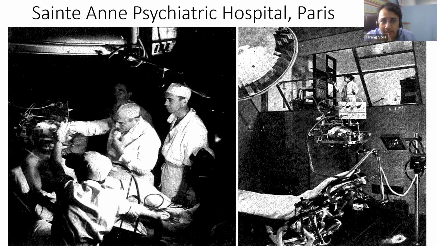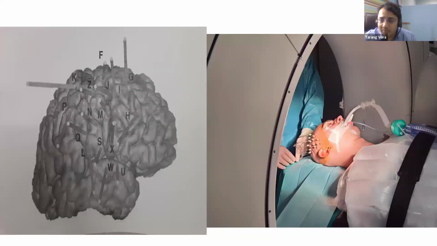This is them performing the same at Saint Anne Hospital in Paris in France, where the patient is fixed to the frame and then they put in multiple electrodes to record the electrical activity from the depth of the brain and to find out which part of the brain is responsible for the abnormal electrical impulses, which in general is leading to epilepsy. This is the modern era of the same thing which was done 4 decades ago. This is how we do stereo EEG now.